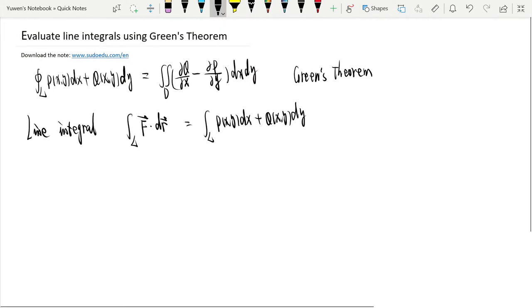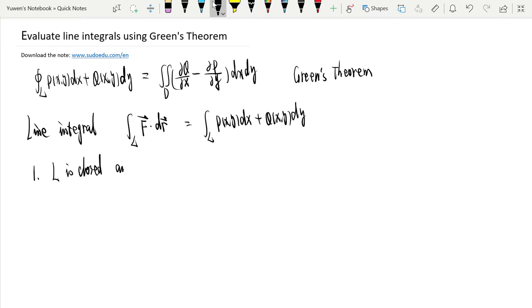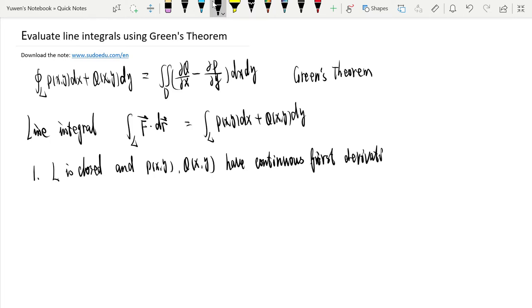There are some conditions. The first: if L is closed and P(x,y), Q(x,y) have continuous first derivatives inside L, then we can use Green's theorem directly.